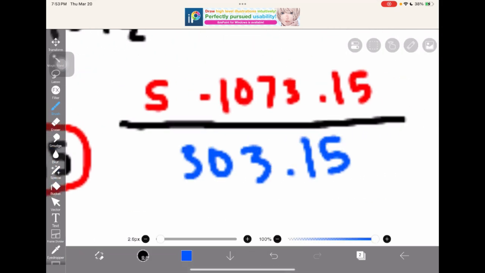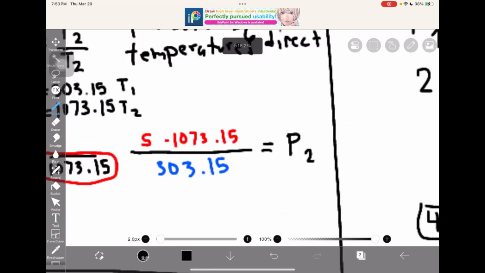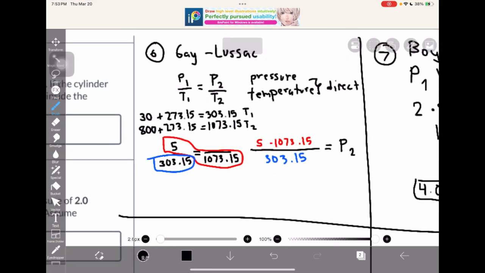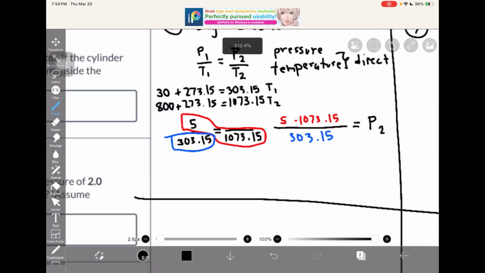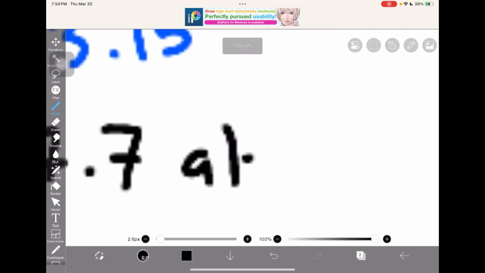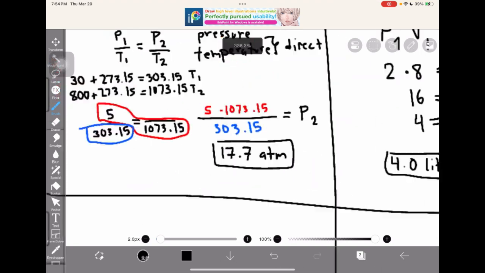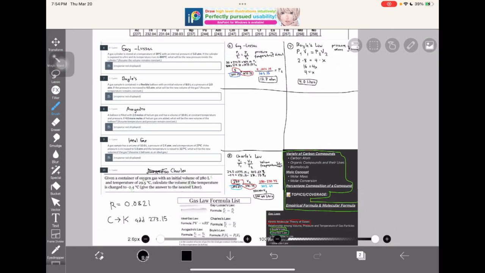Let's put that into the calculator. Let's just put the equals to this one, pressure 2. So let's do 5 times 1073.15 all over 303.15. We should get a value very close to 17.7 atmospheres. And that's Gay-Lussac's law.